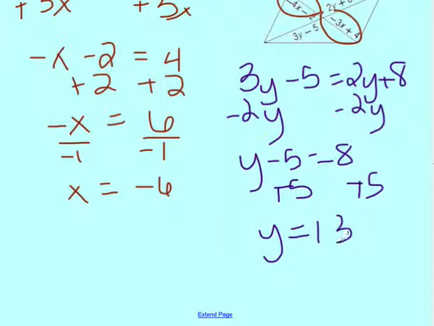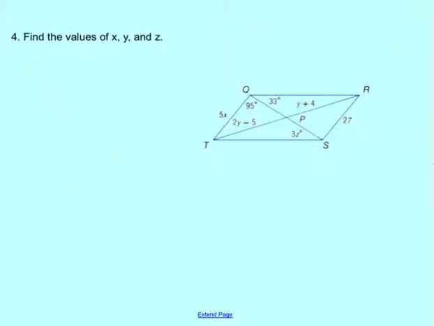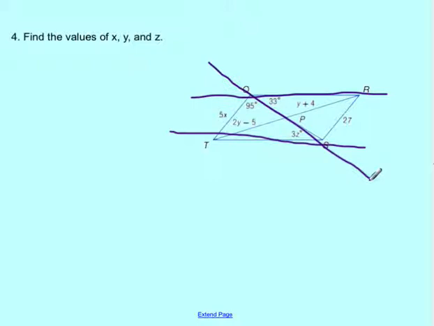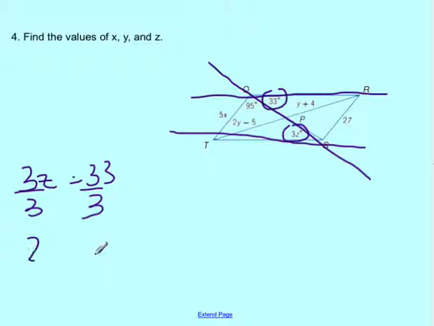So let's go ahead and take a look at this next problem. So find the values of x, y, and z. So let's start by taking a look at z. Well, how am I going to know what to set z equal to? Well, remember, this is parallel to this, and this is a transversal cutting through. So 3z and 33 are actually alternate interior angles, which means they're congruent to each other. So 3z is equal to 33. So I can divide both sides by 3, and I get that z is equal to 11.